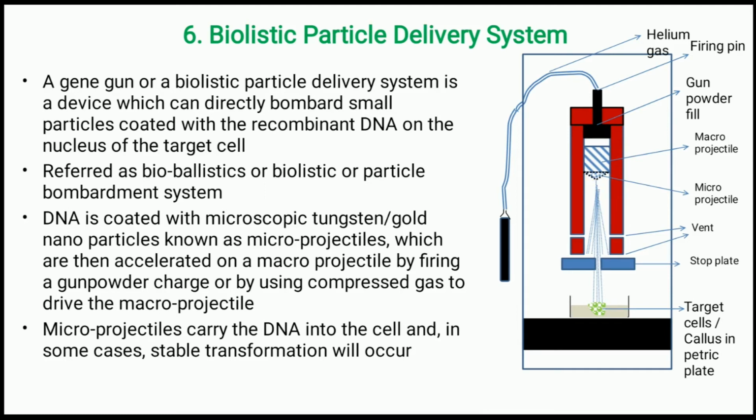Here we have a specific system in which we store helium at very high pressure, up to 15,000 pounds per square inch. Then we trigger the button. They are suddenly released and they go with very high speed. When they pass at very high speed, the microprojectiles coated with recombinant DNA also move along with the high pressure. And here we have a stop plate in which a minute hole is there through which the gold particle coated with DNA travels.